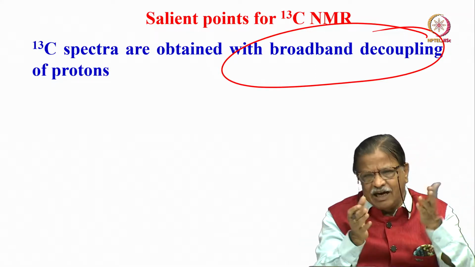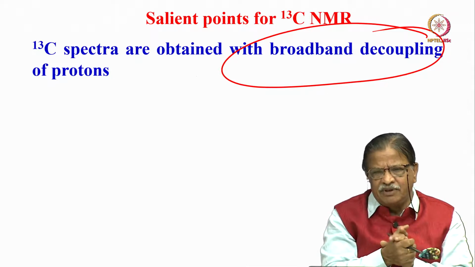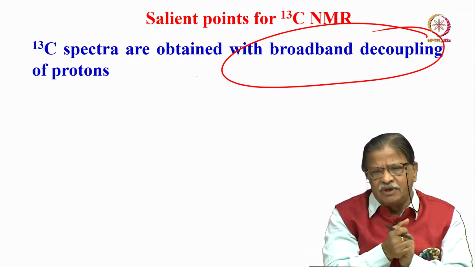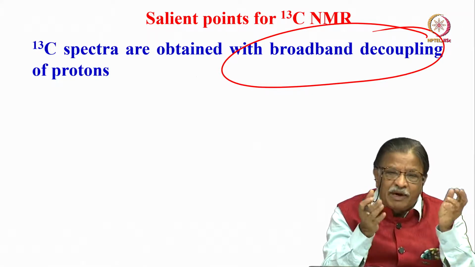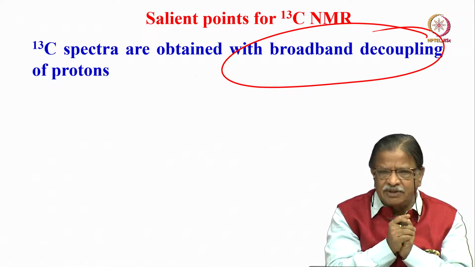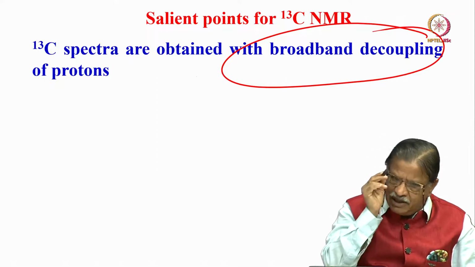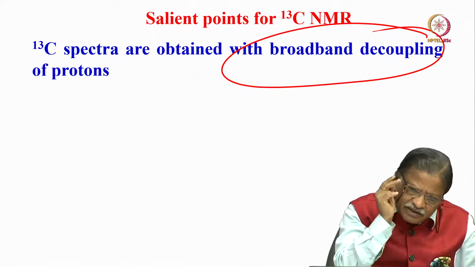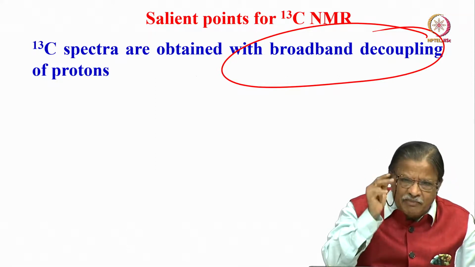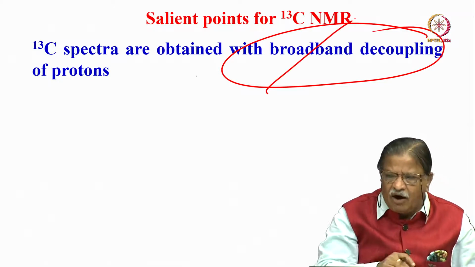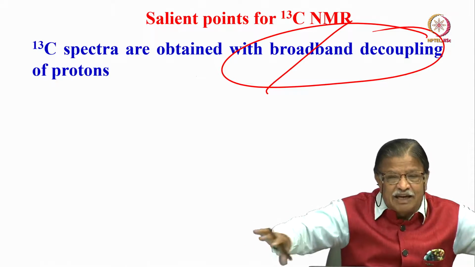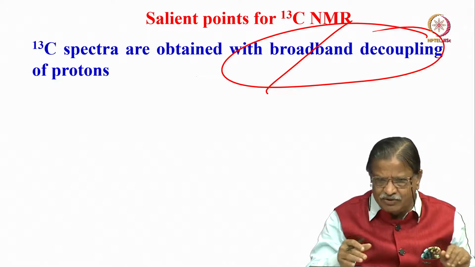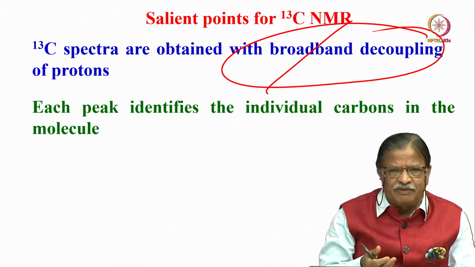And already carbon 13 is less abundant, 1%. Sensitivity is low, with a gamma 4 times lower compared to proton. So it is very difficult. Why should we have a multiplicity pattern, which complicates the situation? So always carbon 13 NMR is recorded by doing what is called broadband decoupling, where all protons coupled to all the carbons are simultaneously removed. How we do that is a different question that we have discussed in the previous course.